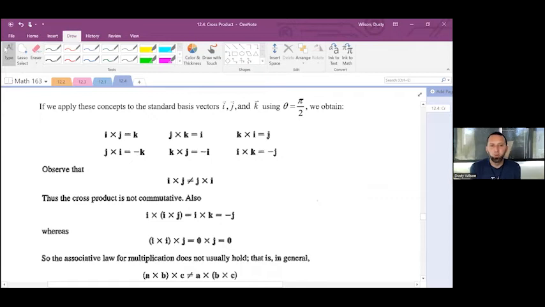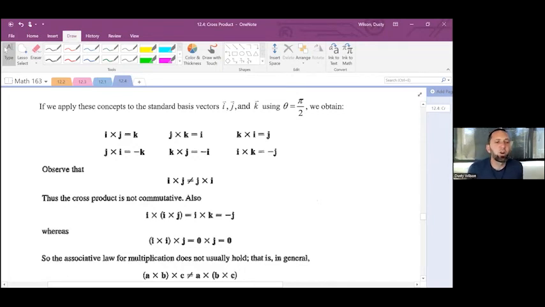If we apply the concepts of the cross product to the standard basis vectors i, j, and k, using theta equal to pi over 2, we obtain the following. We obtain that i cross j is equal to k. We get that j cross k is equal to i, and we get that k cross i is equal to j. And I'm sort of orienting my hand in alignment with the standard arrangement of the axes. We get that j cross i is equal to negative k. We get that k cross j is equal to negative i. And we get that i cross k is equal to negative j.